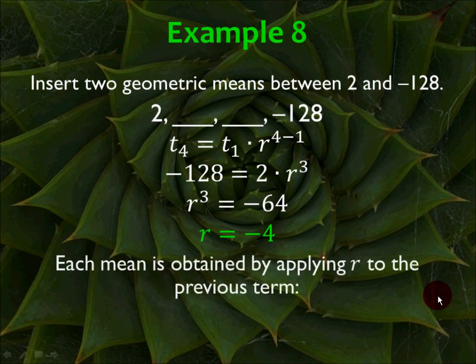Now, all we do is take r and apply it to the previous term. So 2 times negative 4 is negative 8. Negative 8 times negative 4 is 32. And those represent the 2 geometric means between 2 and negative 128. So you just write it out as if it were a geometric sequence. Try to figure out the ratio by using the terms you know and the number of terms in between them.